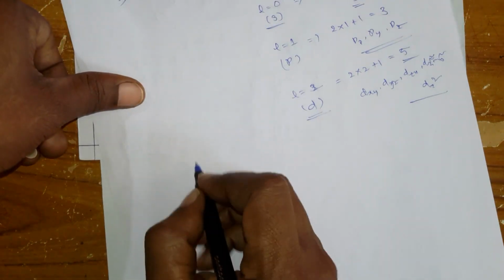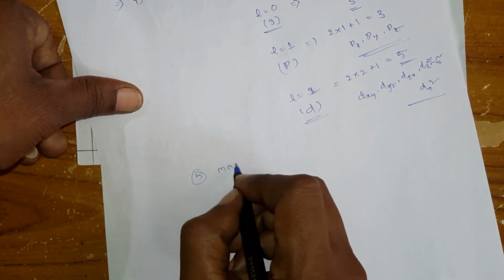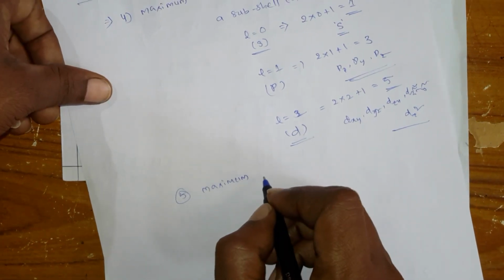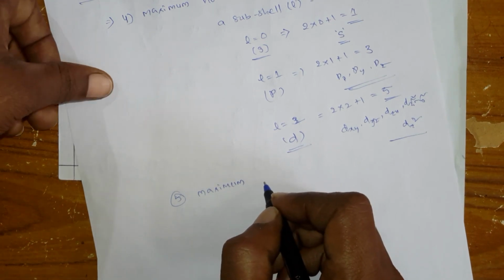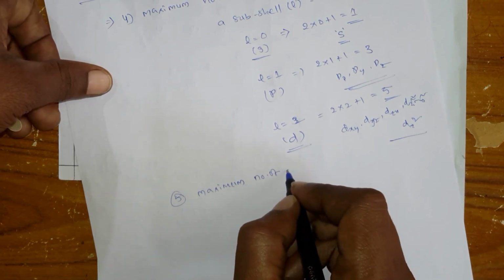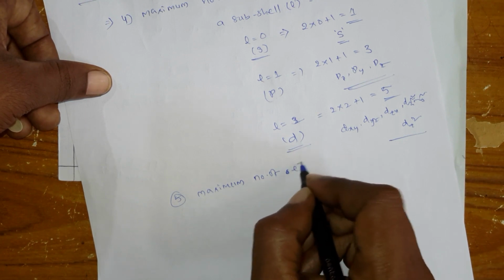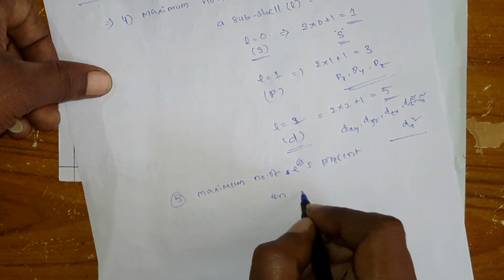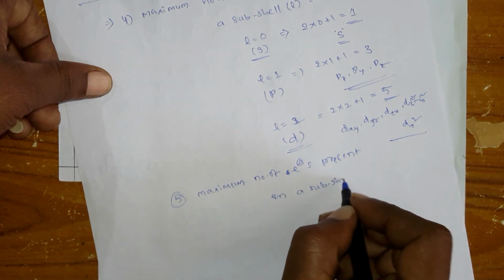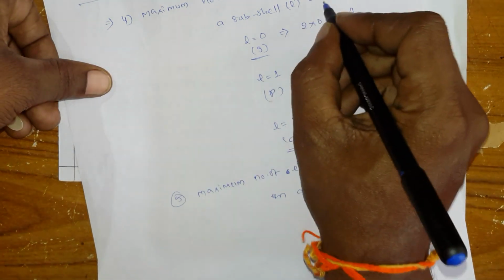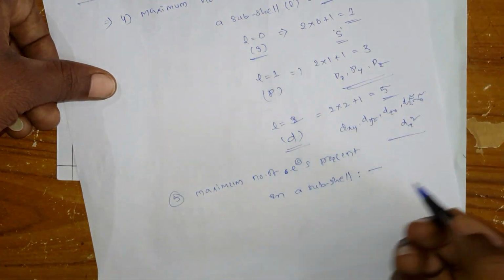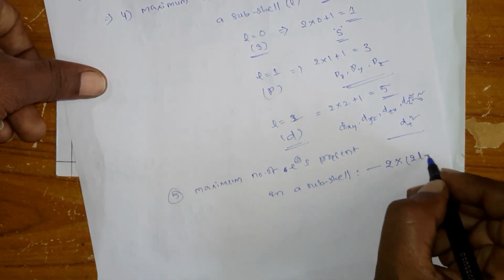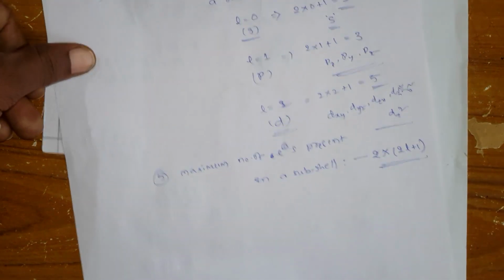Okay, and the fifth principle. These principles are to answer the questions very quickly. The maximum number of electrons present in a subshell. It is simple. The orbitals are this many, right? Now how many electrons can you fill maximum in one orbital? 2. So you have to multiply with 2 into 2l plus 1, 2 into 2l plus 1.